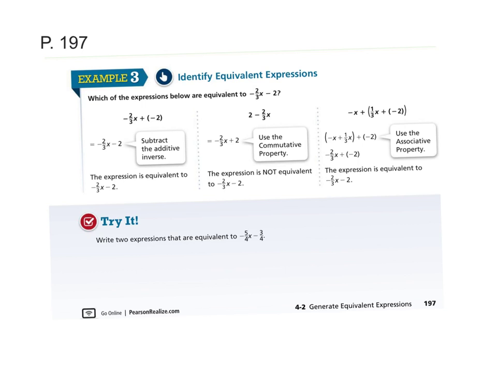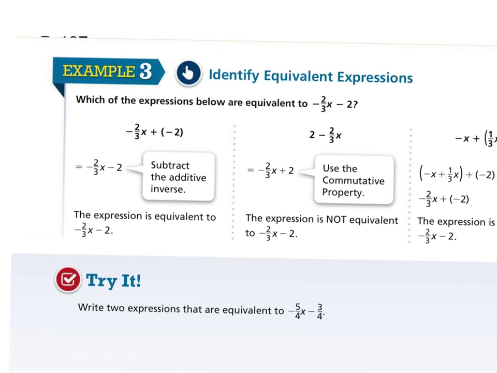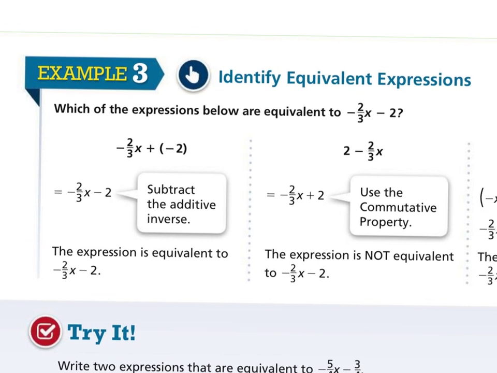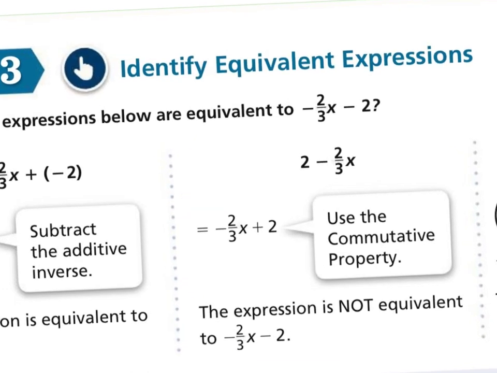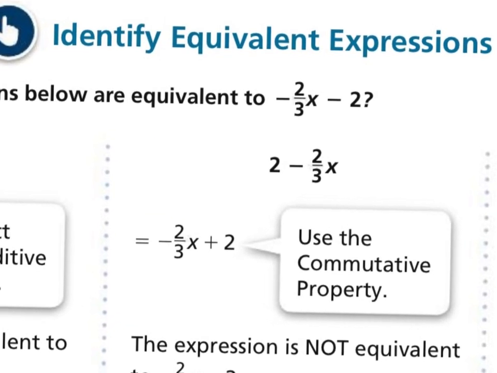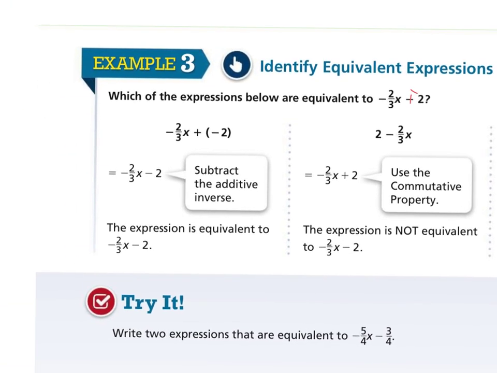So on page 197 in your book, example 3 asks which of the expressions below are equivalent to negative 2/3 x minus 2. So negative 2/3 x minus 2. If you look at the first expression, basically if you think about what we had to start with here, and if you would take that and just add the opposite there, that's the same as negative 2/3 x plus negative 2, and so that is exactly equivalent.